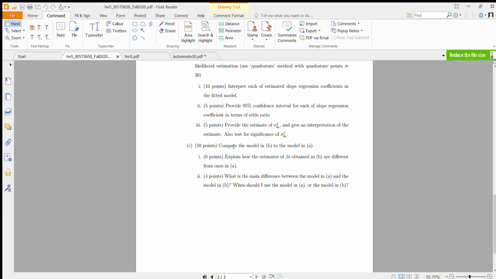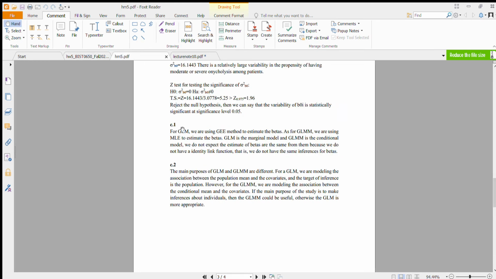For question C, we have two questions. Let's first look at the first one. Explain how the estimates of betas obtained in GLM are different from the ones in GLMM. So this is my answer, just for information.